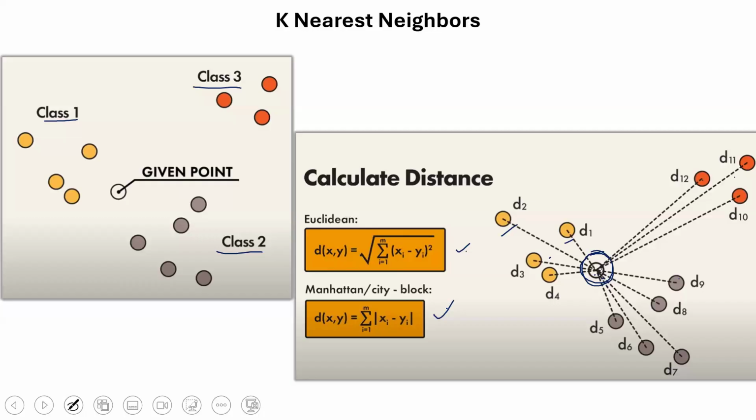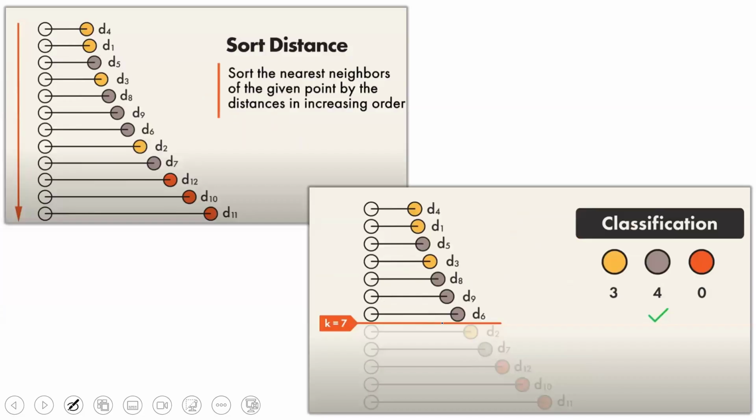But let's understand the concept. What we do is we calculate the distance of this given point to every other point in the data set. Once we have calculated all the distances using any of these formulas, we then sort the distances from that given point to every other point in the data set.